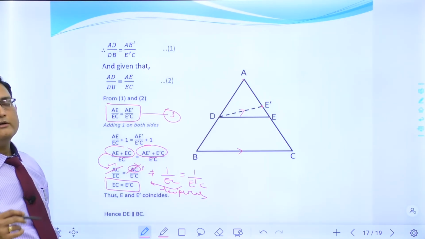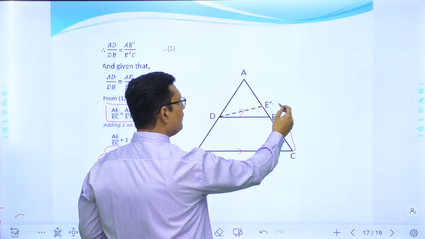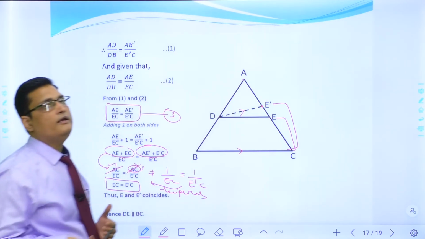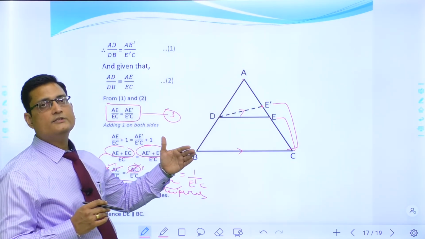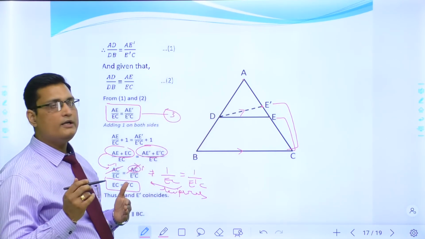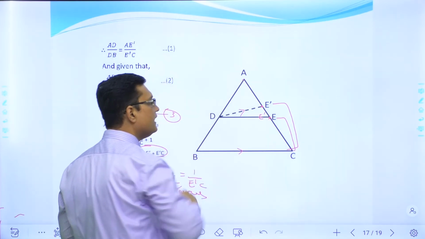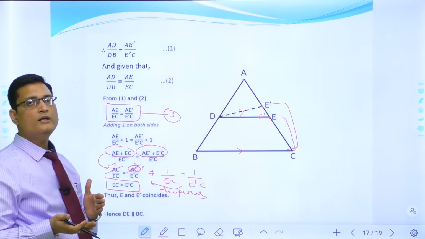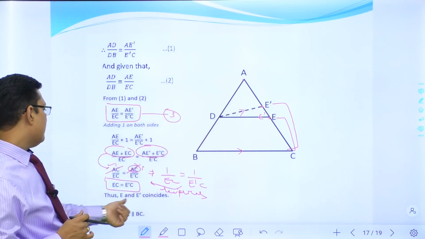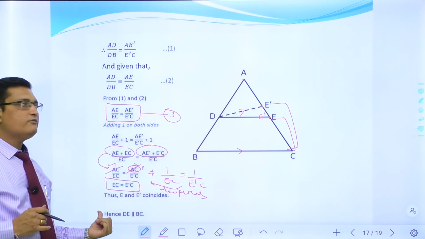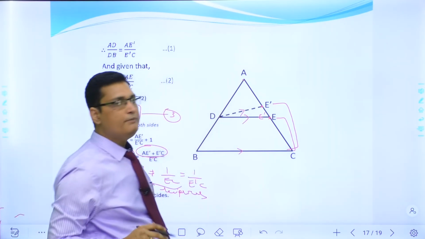But students, is it practically possible that EC is equal to E dash C? Yes, it is possible only in one case, that E dash should coincide with point E, and this E dash point should come here only as E dash. So E and E dash should be the same point. So if that will be the same point, it will coincide. So we can say that DE line will be parallel to BC.